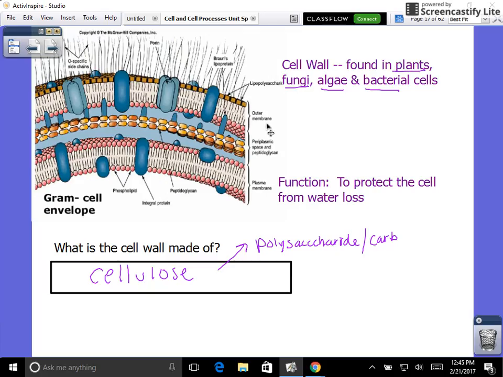And the cell wall is the last organelle we're going to discuss. Again, found in plants, also found in algae, fungi, and bacteria, but it is not found in animal cells. And the function is to protect the cell, especially from water loss. The cell wall is made up of cellulose. Cellulose was an important polysaccharide or carbohydrate we talked about in Unit 2.